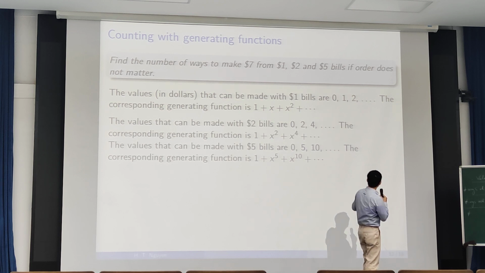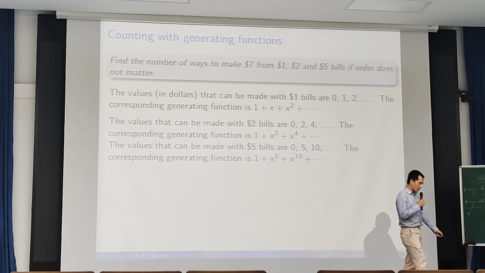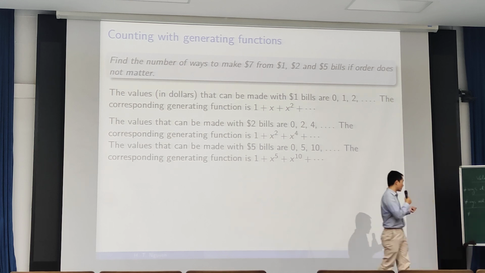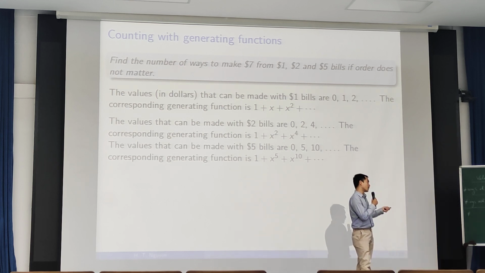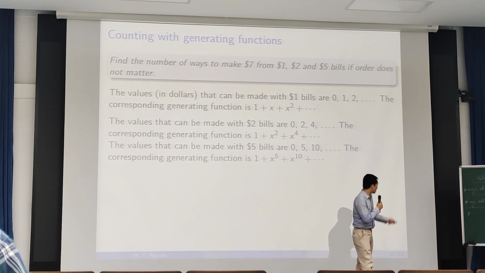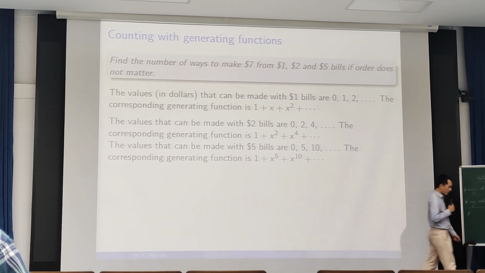Since we don't care about the order, for each type of note, you can either make that sum or not. If you can make that sum, you have 1 here. If you cannot, you have 0, and you combine it, you get the series given there.